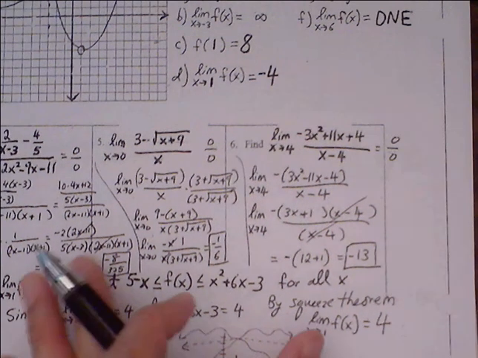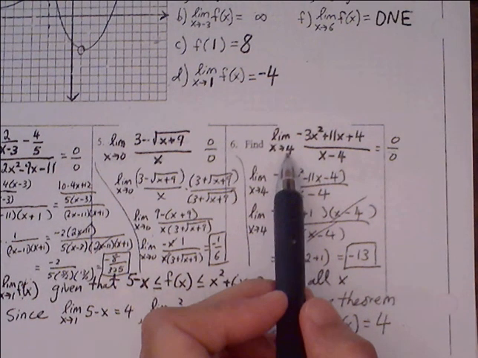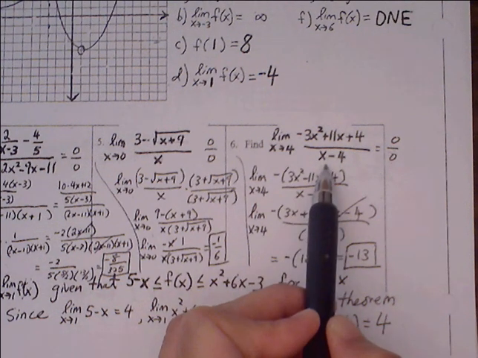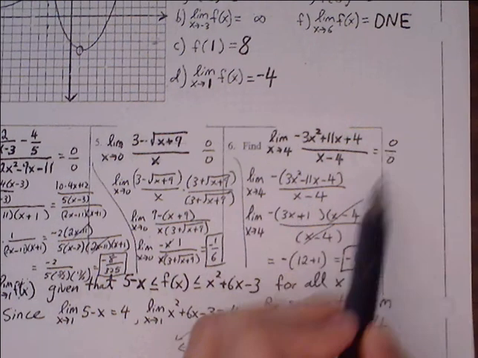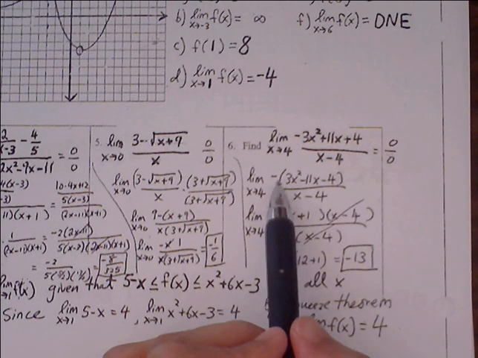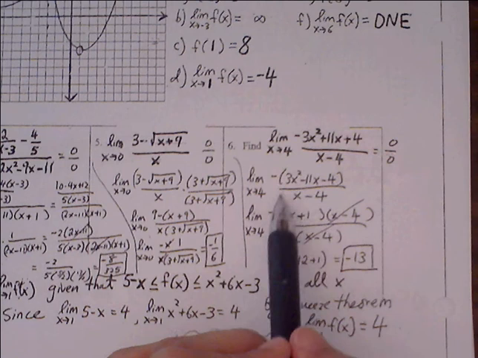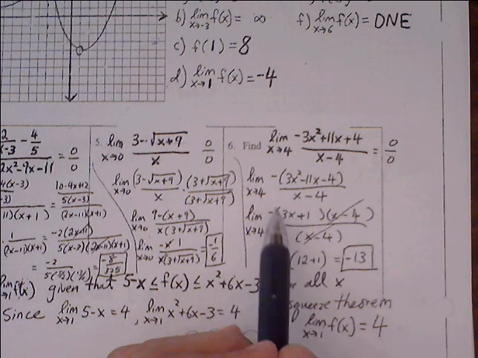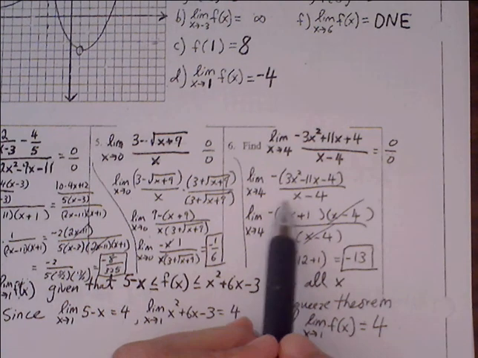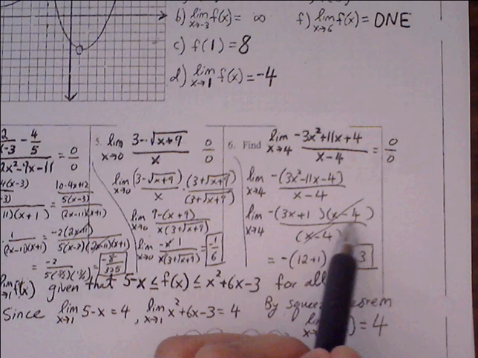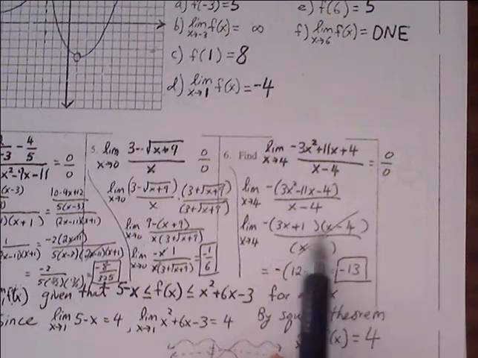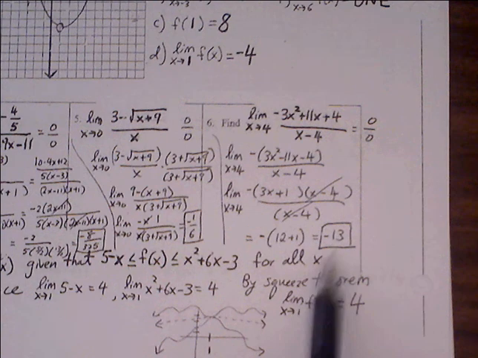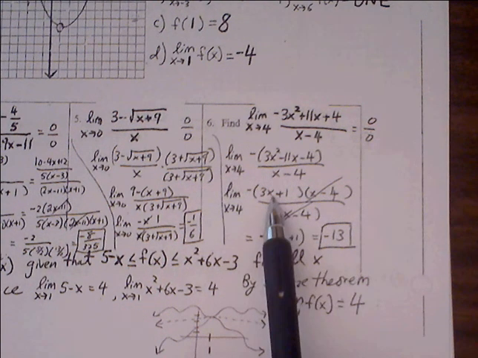Okay, for number 6, again, we evaluate the limit first by trying to plug in 4. If we plug in 4, we get 0 over 0. And then now we can look to see if we can factor. So we factor the numerator. We're able to pull out a negative 1 and then factor to get 3x plus 1 and x minus 4. The x minus 4 cancels out. We can reevaluate the limit, and we get negative 13 after we plug in 4 for the remaining x.